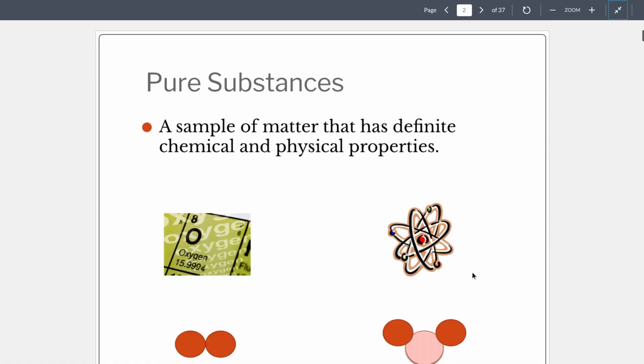So we're going to define some things. First of all, we're defining pure substances: a sample of matter that has definite chemical and physical properties. So again, if you have the right paper, you're writing in the word chemical and the word physical, right? So follow along, make sure you have that paper. So we're talking about a pure substance for our purposes.